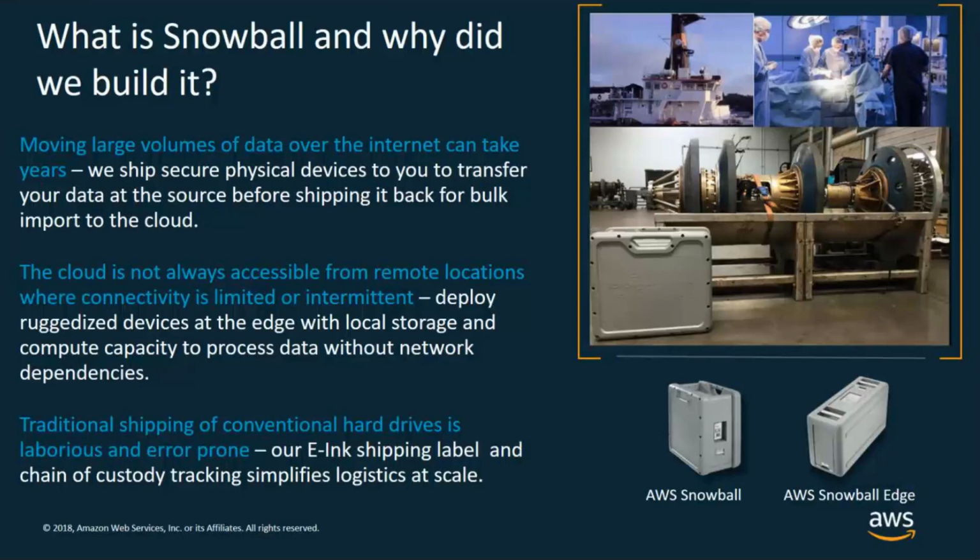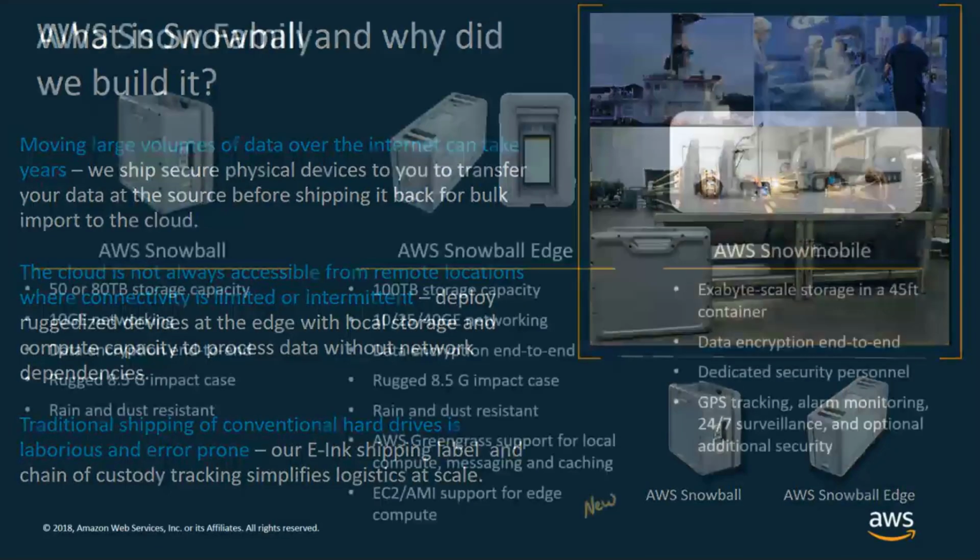Secondly, in many cases where the cloud is not always accessible or practical, especially for those extreme remote locations where network connectivity is limited or altogether intermittent, ruggedized devices such as Snowball Edge can provide durable storage as well as compute capabilities that can be deployed at a customer's premises without the need to communicate back to AWS. And then lastly, for customers that have relied on shipping conventional hard drives for importing data into the cloud, we found that shipping these in the hundreds or thousands is highly error-prone. And so with Snowball and Snowball Edge, we've introduced automated logistics to make sure that shipping one or many devices in parallel is as frictionless as possible.